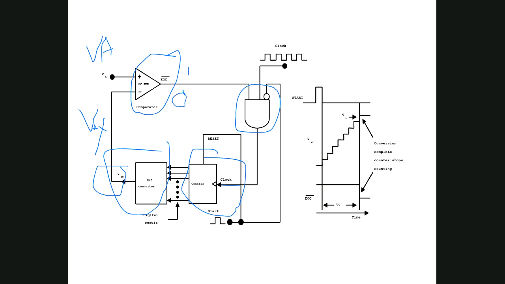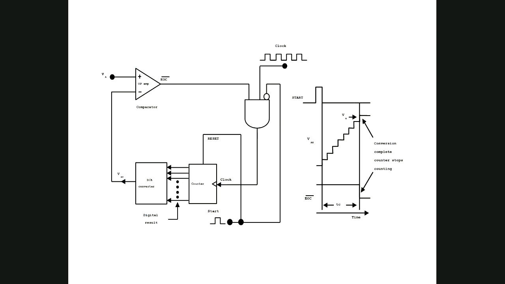What happened initially? This is controlled by the start pulse. Initially, the start pulse goes high, then the start pulse goes low. When it goes high, this is 1. The 1 will come here and becomes 0. Since it is 0, it will always give you 0. In the meantime, this 1 will go here as well, so it will reset the counter.